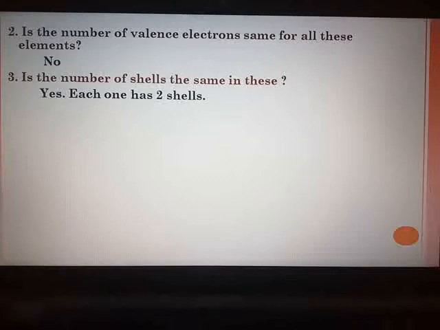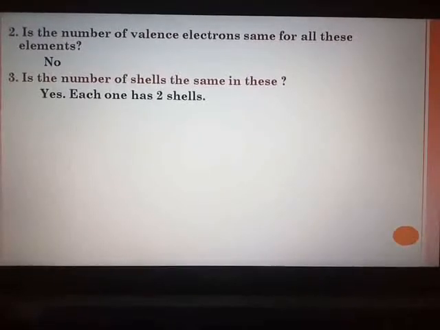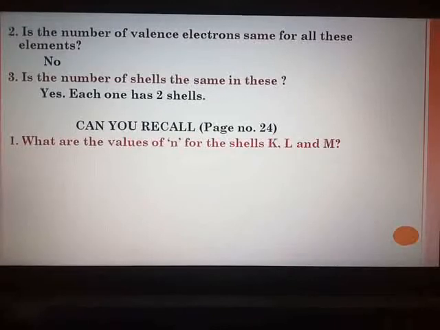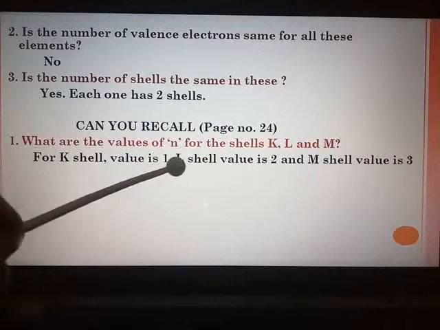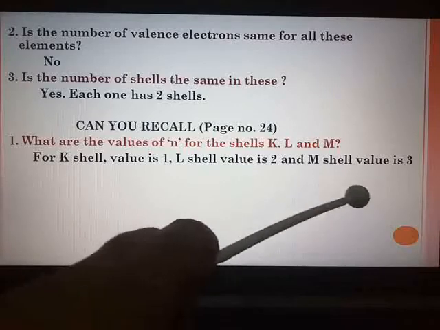Now let us move towards the next activity on page number 24. Page number 24. Can you recall? This also we have done last time, so we will go through it quickly. What are the values of n for the shells K, L and M? You know, K is the first shell, so n is 1. L is the second shell, so value is 2. And for the M shell, the value is 3.